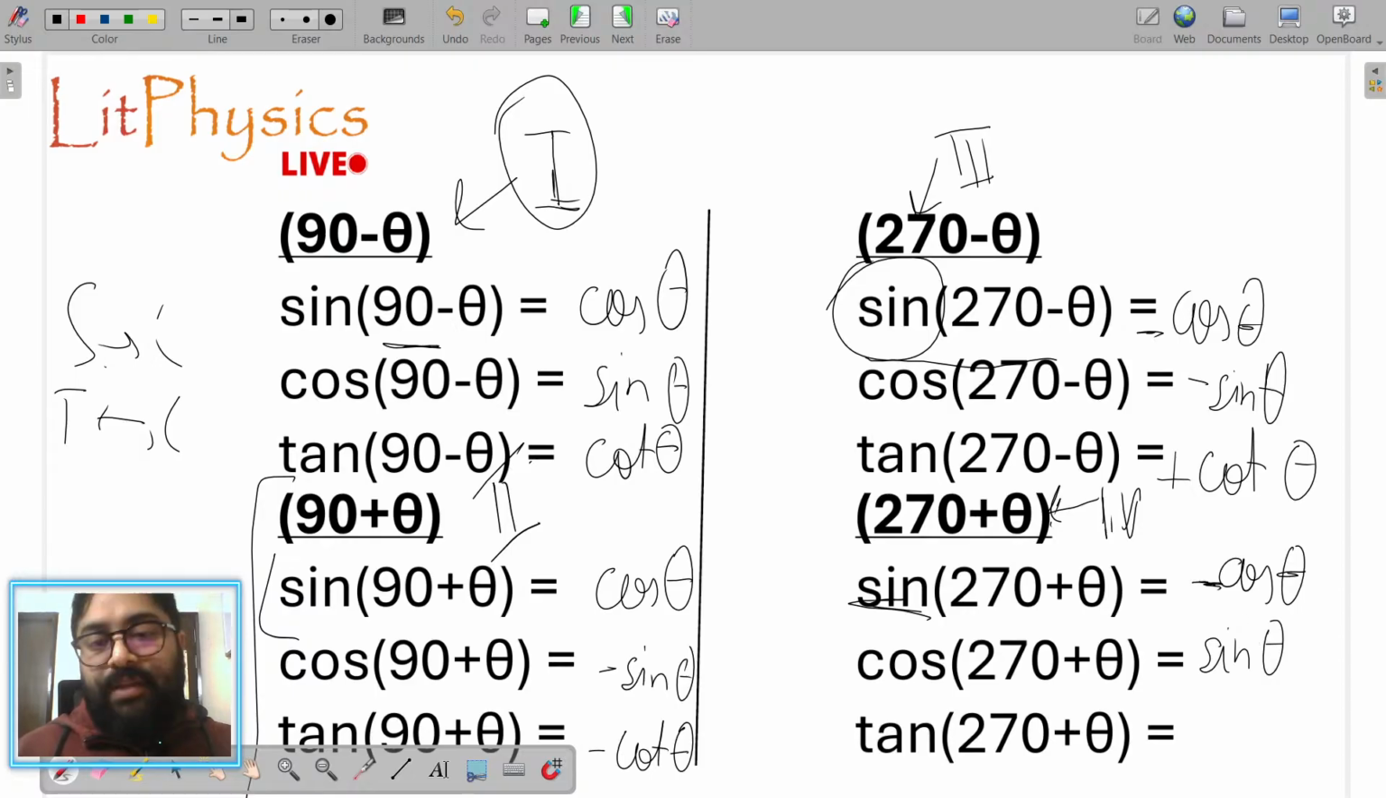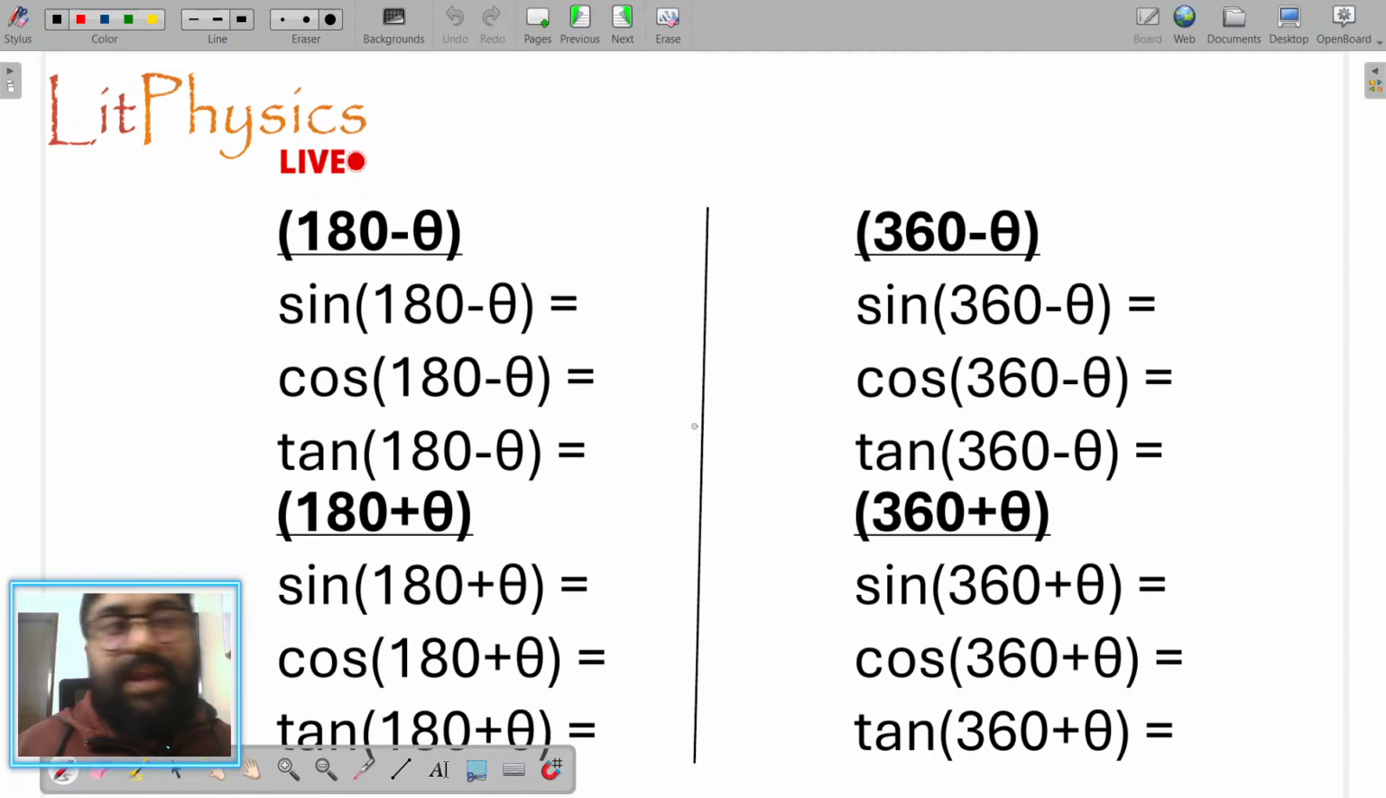What about tan of 270 plus theta? This becomes minus cot theta, right? Simple enough. Okay, moving on.